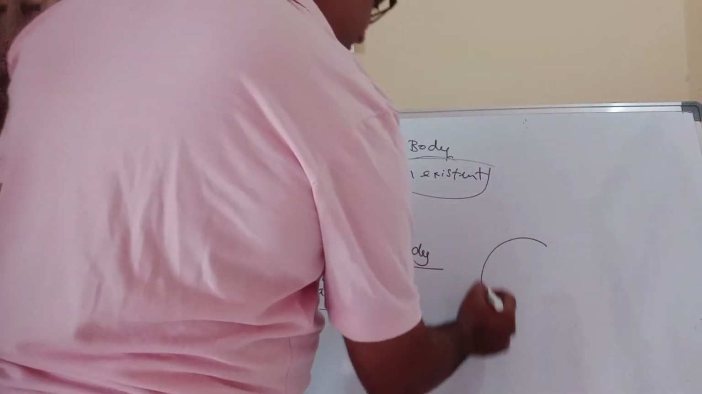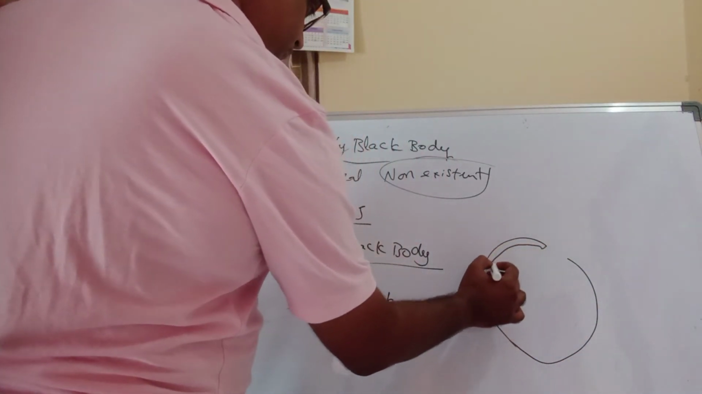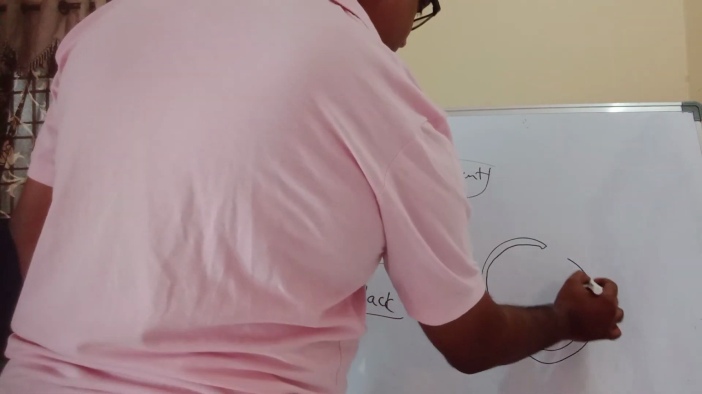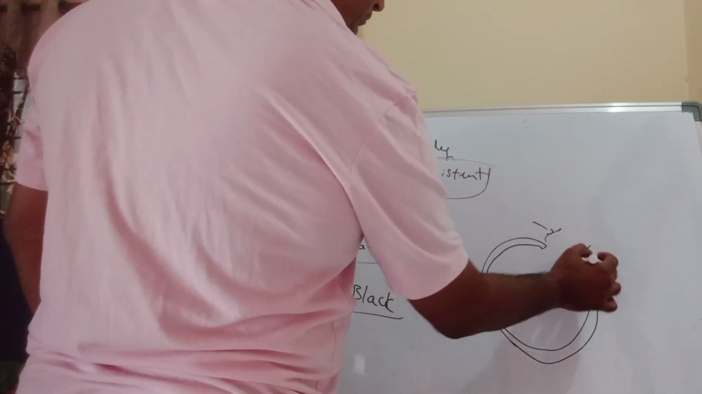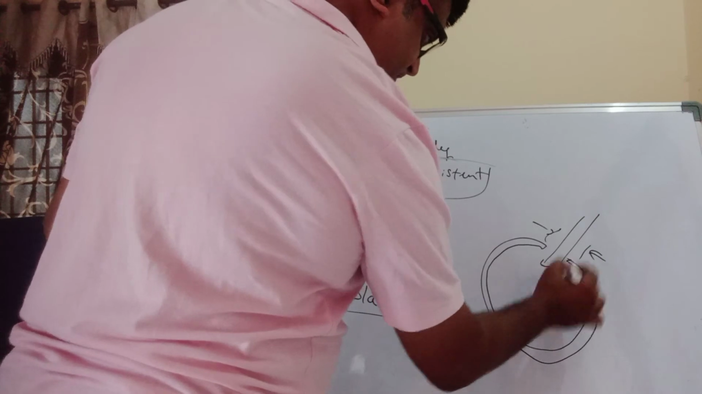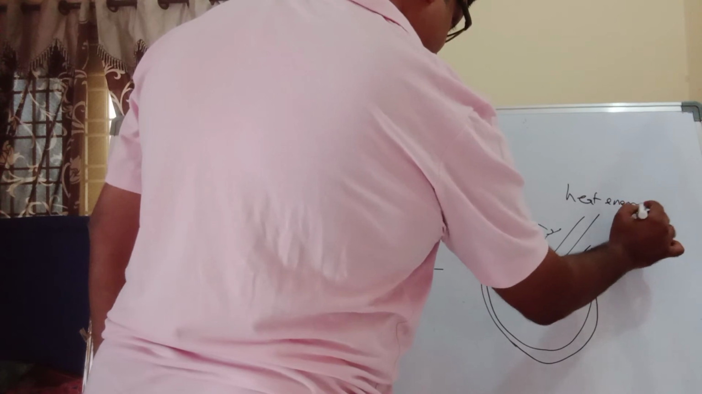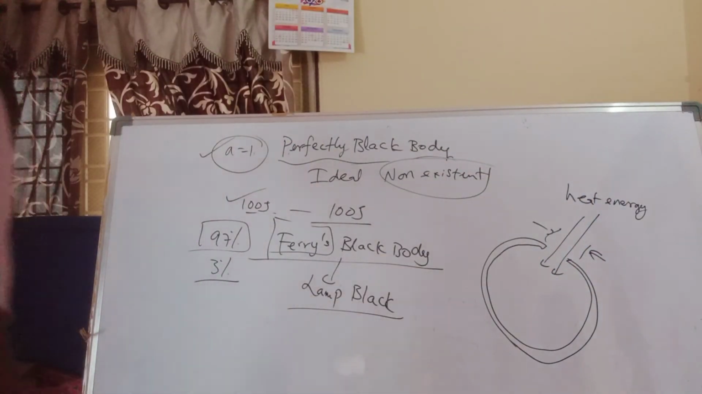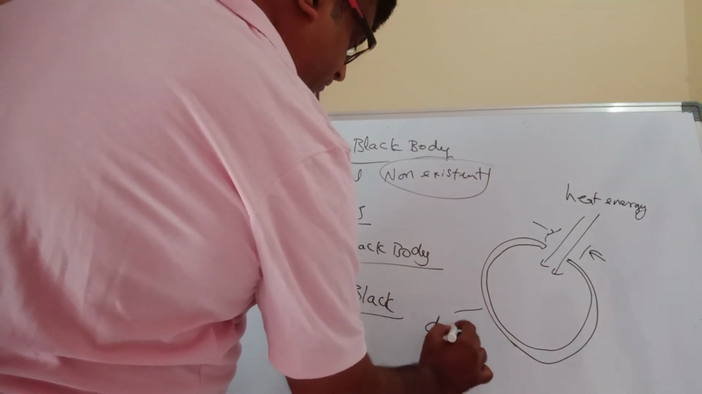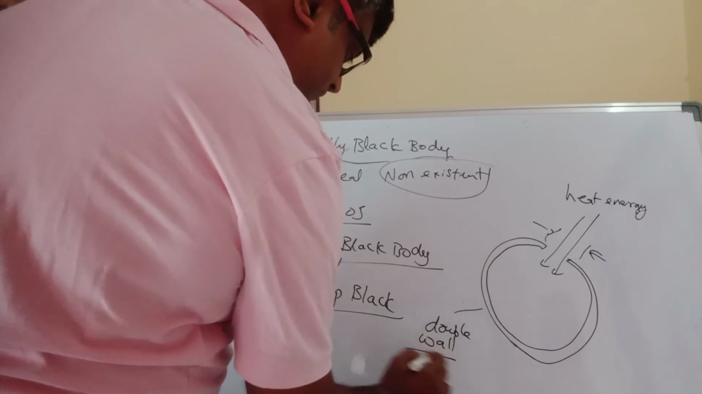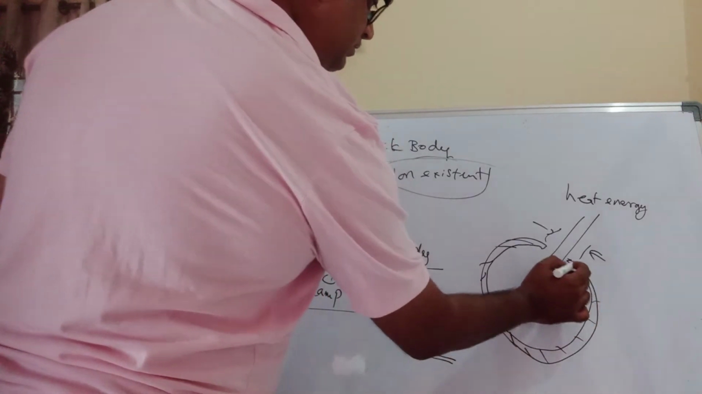The setup is something like this. There is a small gap left over here, and from here the energy is sent. Heat energy is sent, and they keep the body like this. It is a double-walled structure, a double wall construction, and quite thick.